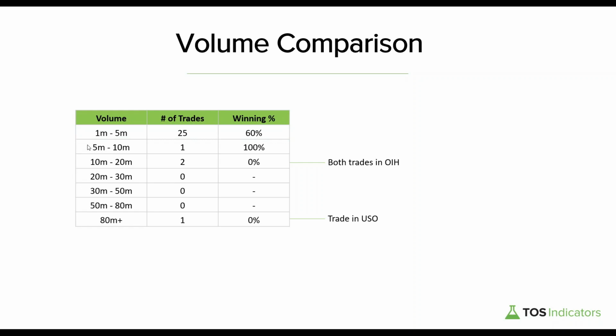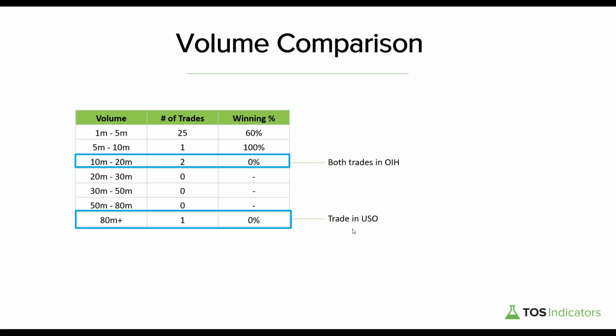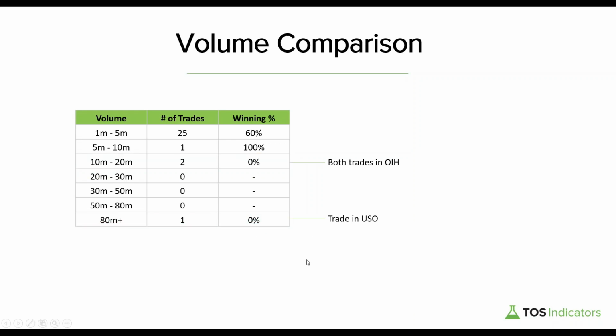However, now if you start to go down a little bit deeper, in the 5 to 10 million, you only had one trade, which was a winner, but the 10 to 20 million range had two trades, both of which were losers, and both of which were in OIH. One was an aggressive, one was a conservative. And then in the 80 million plus category, you only had one trade, and that was in USO. So to me, the obvious observation here is oil stocks are currently moving erratically. Go figure, we all know that. But that also translates to using these setups on the volatility box or whatever other trending setups you may have. Just trying to fade this price action isn't necessarily working right now.